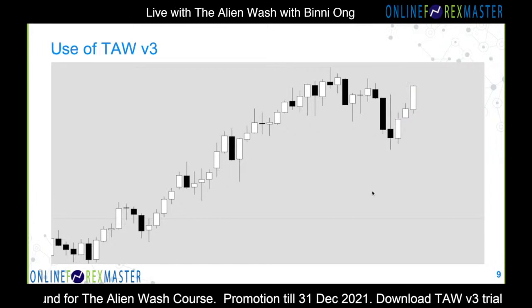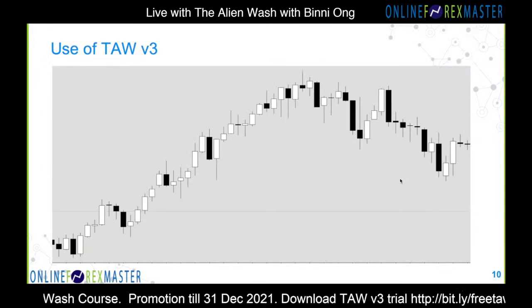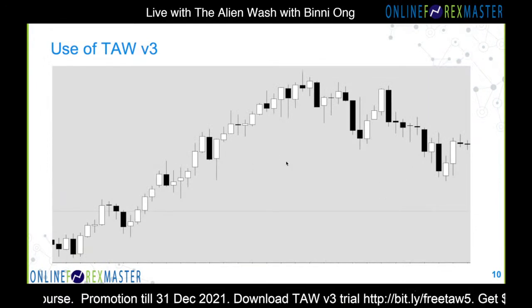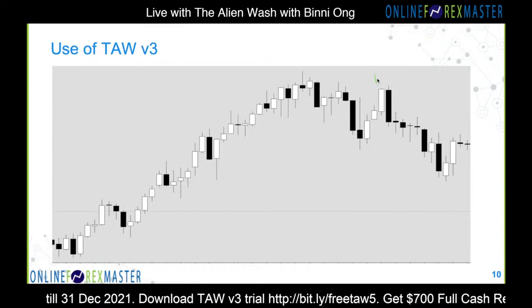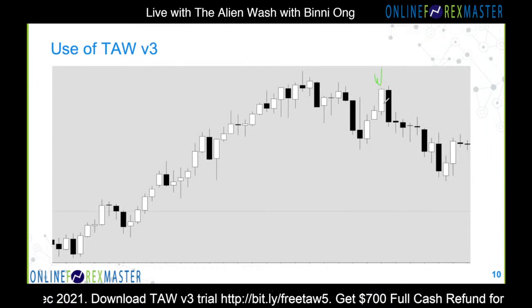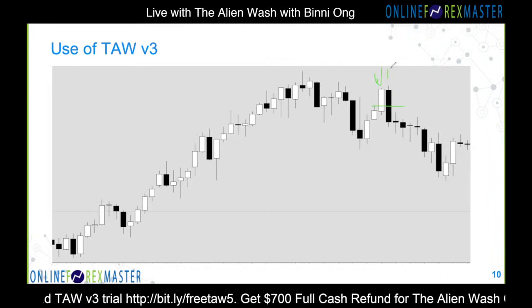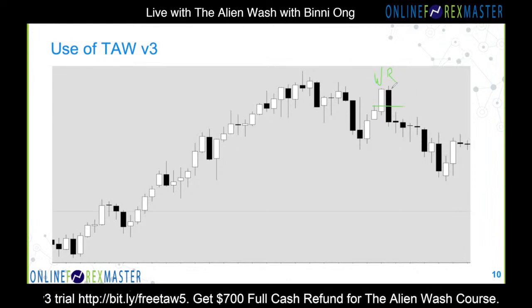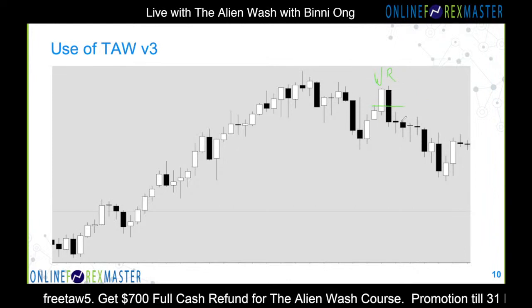So let's see what happens. This was a live trade that we had, and I bring up this live trade very often. So this one was the wash bar here. For those who guessed that it was a sell, congratulations, because then we had this rinse bar that happened immediately. So one of the questions to ask is, how many bars in between must there be?